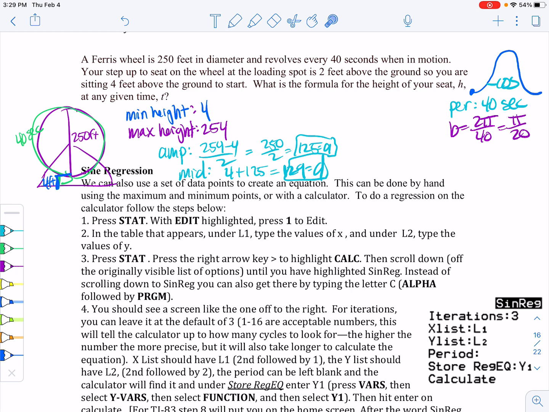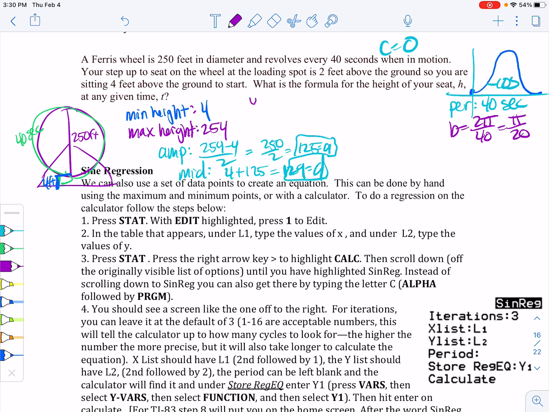Now, there's nothing to say that I start the timer and then I wait a few seconds and then start the Ferris wheel. So that means that our c is at 0, right? We're starting our time and the Ferris wheel at the same time. So I don't have any horizontal shifting. So my axis will look something like that. So that means that I can now put all this information together to get my equation.